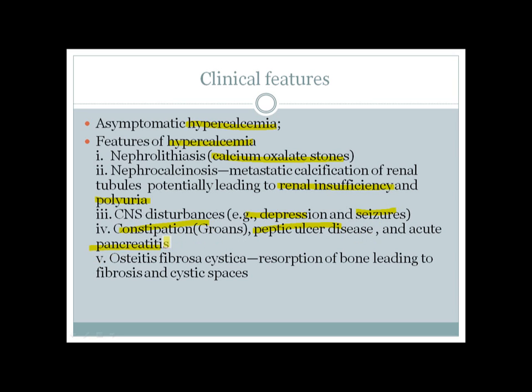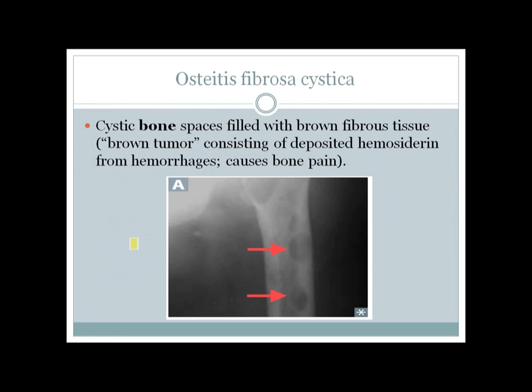As the bones are resorbed, there will be something called osteitis fibrosa cystica. Here the resorption of bone leads to formation of cystic spaces and also fibrosis. Osteitis fibrosa cystica is specific for primary hyperparathyroidism, where the cystic bone spaces, which happen due to resorption, are filled with brown fibrous tissue. This brown fibrous tissue, or brown tumor, consists of deposited hemosiderin from hemorrhages, and it causes bone pain.